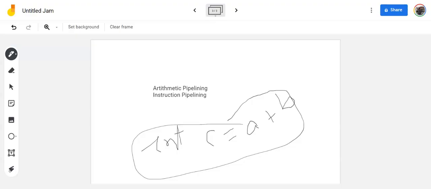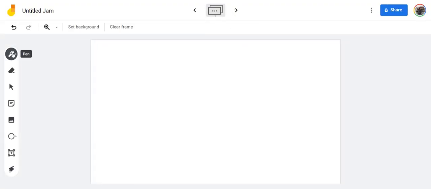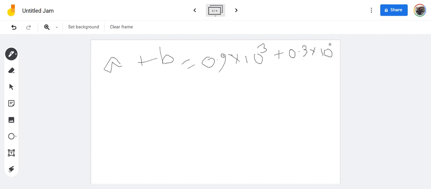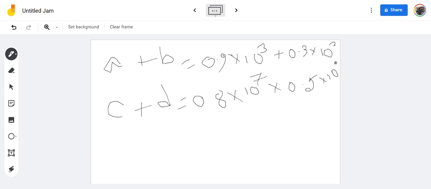So, if you think of a virtual situation where you have two arithmetic instructions, first one is A plus B, where A is, for example, say 0.9 multiplied with 10 to the power 3, and B is 0.3 multiplied with 10 to the power 2. Then following the first instruction, you have a second instruction, say C plus D, where C is 0.8 into 10 to the power 7 and D is 0.5 multiplied with 10 to the power 6.